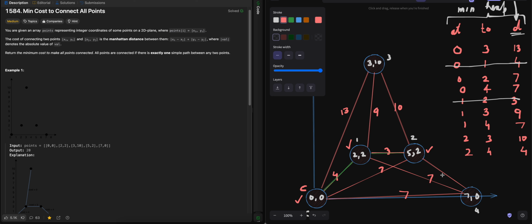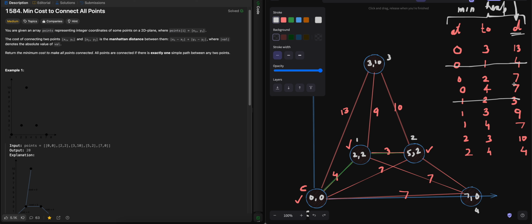Now what we have to do is go to the min heap and pop out the next minimum edge. From the top we will go to 0 to 2, but 2 is already visited, so we won't take this one. Because 2 is already visited, we are not going to visit it again. That is fine.